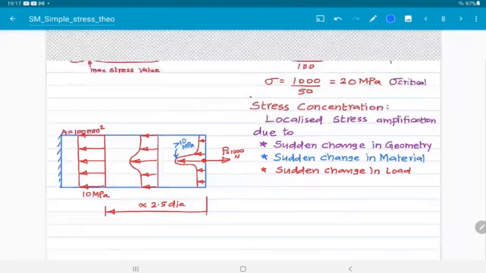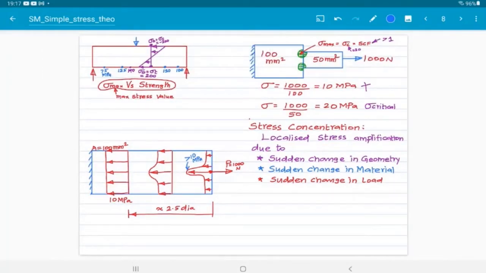So now you can understand. First, maximum stress should be compared with the strength. Then if there is sudden change in geometry, stress concentration will be developed, so we have to multiply the critical stress value with the stress concentration factor. Who will give the stress concentration factor? It will be given in the examination. Actually, we have to take it from the data book, but the data book is not permitted, so they will give the stress concentration factor in the given data. Stress concentration is due to three reasons: sudden change in geometry, sudden change in material, sudden change in load.